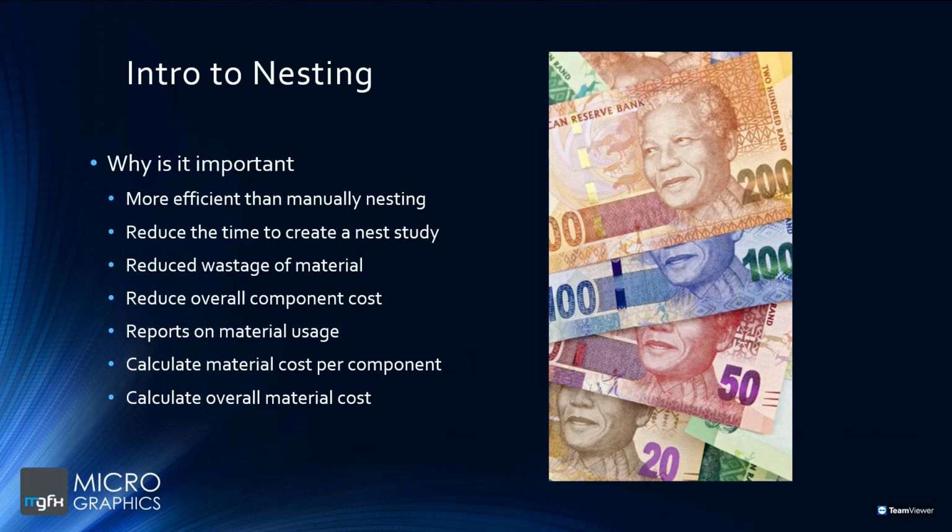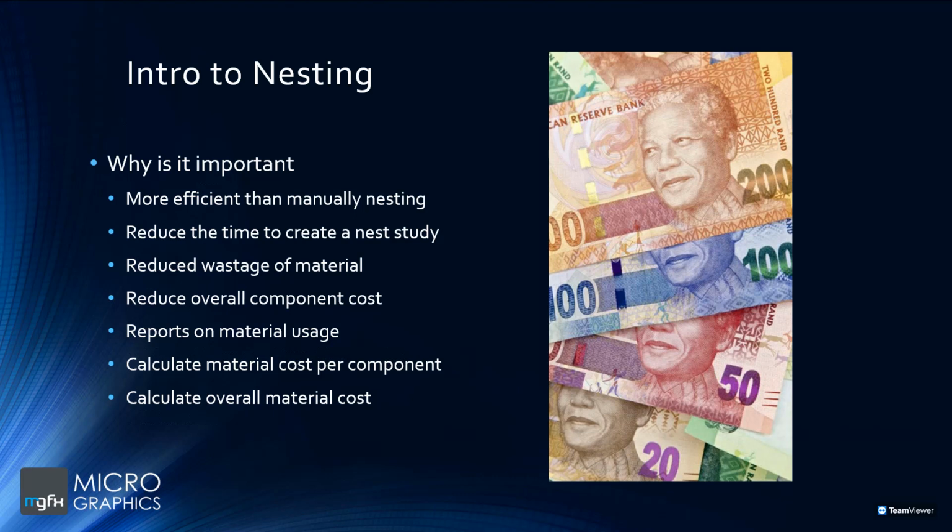That can be used for ordering to make sure that there's enough stock. It can be used on quoting to make sure that you're quoting the correct amount on the stock. You can even start using the material usage to optimize your quotes and get a better quote out. They can also then end up being used to help calculate the material cost per component. And see how many components you have nested, what's the overall cost, work out the cost per component. And as I mentioned, once again, calculating the overall material costs.